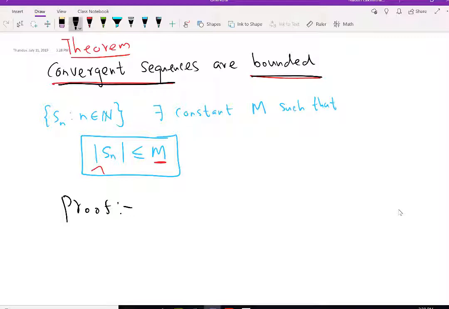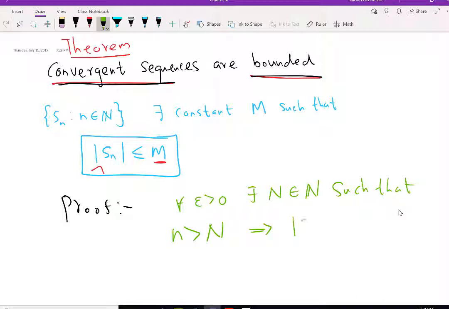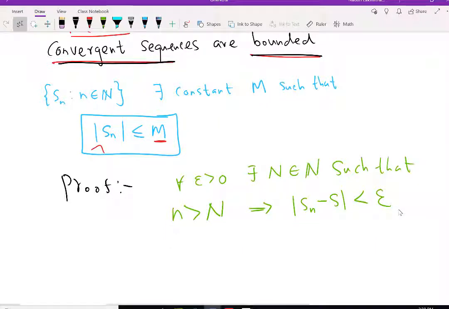Now for a fact, we know we are working with convergent sequences, so we can use the definition of convergence, right? The definition is, for all epsilon greater than 0, there exists a capital N that belongs to the natural numbers such that, so I'm writing the definition because we want it, for any position that comes after that capital N position, it implies the difference between the term of the sequence and the limit is less than epsilon. So let's use this definition to show that our convergent sequence is bounded.